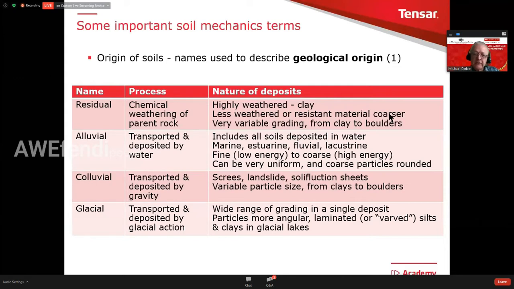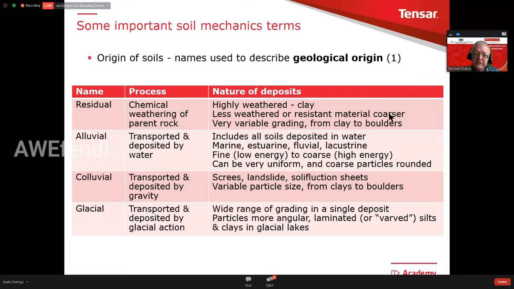Residual soils come from the weathering of rock or other soils. And one thing that's rather important about this is that they can be very variable depending on the degree of weathering. And also their particle size can be very variable, or they can become very clay and boulder size. So these are soils that can have a lot of surprises in store for you as an engineer.